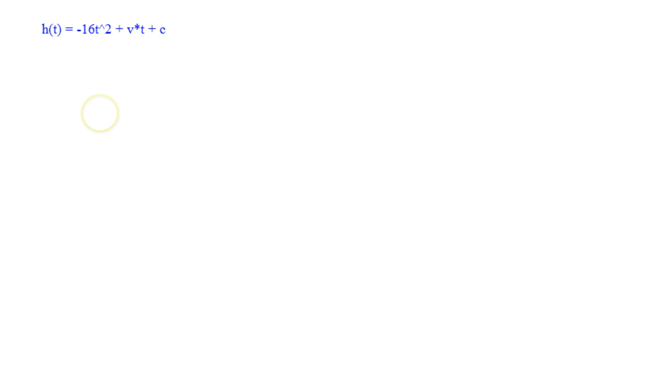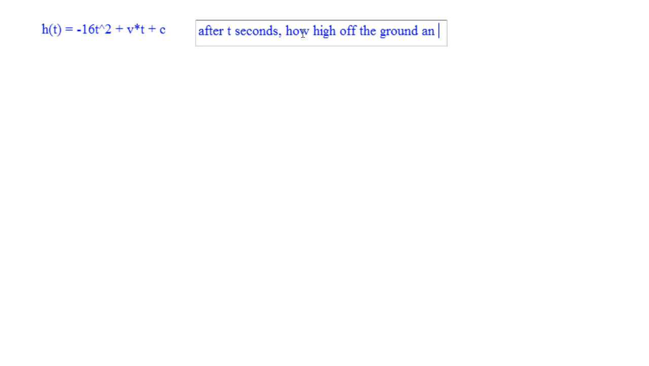Alright, so here's the formula to find, after t seconds, how high off the ground an object is. Okay. Right. Now, here's some cool things.